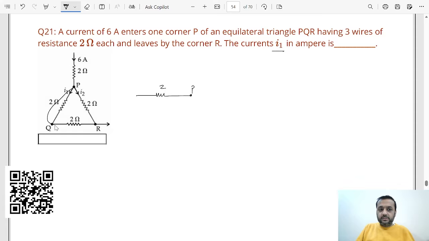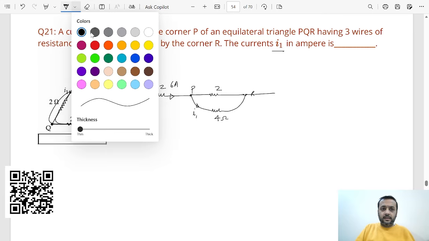All right, now this 2 and 2, they are in series. Okay, so I'm drawing this with a single resistor as 4 ohm, and this is the point R basically. Okay, and this PR is a single resistor of value 2 ohm. All right, and then further it will go. So we have to find the value of this I1. I1 means this current which is going in the branch from P to Q to R. So this is the value of I1 we need to find, and here 6 ampere current was entering.